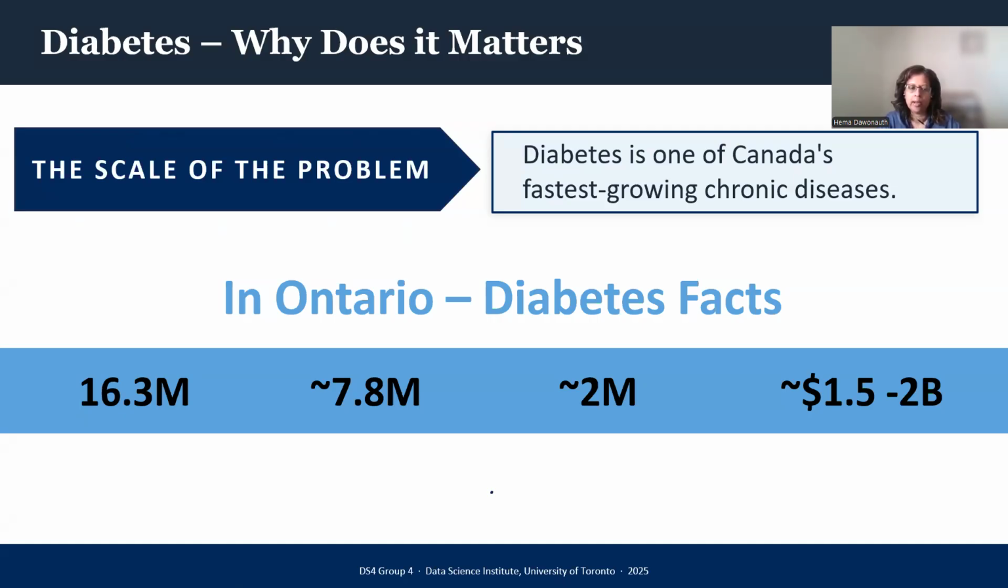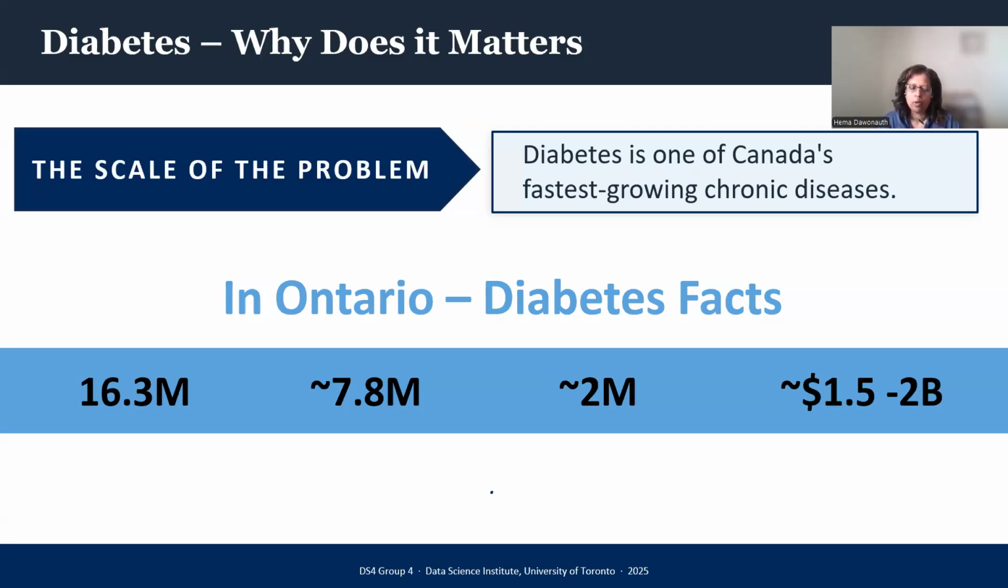In Ontario, we have 16.3 million people, and people over 40 number 7.8 million. About 2 million have diabetes, and the annual health cost is about 1.5 to 2 billion. Among high-risk people above 40, our model predicted 34%, which is 2.65 million. As you can see, this is huge, and it's going to have a big impact on the healthcare system.